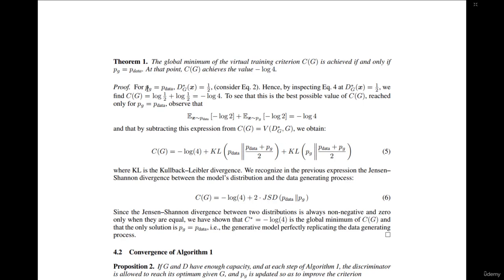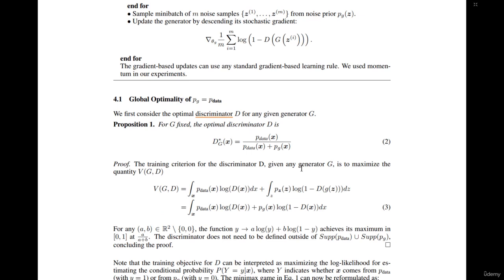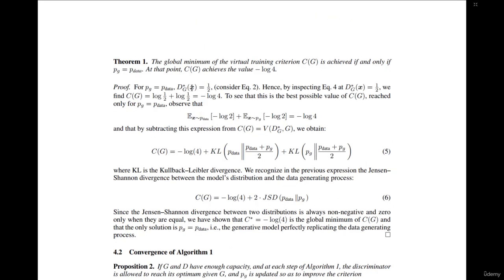We see that PG equals P data when the D star equals a half. If we take a look at this equation right here, suppose P data equals PG, we have PG divided by PG plus PG, and obviously that's PG divided by 2PG, and that's a half. So that's exactly why this is set right here.